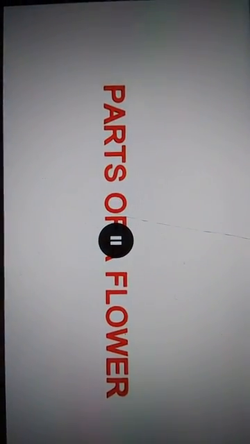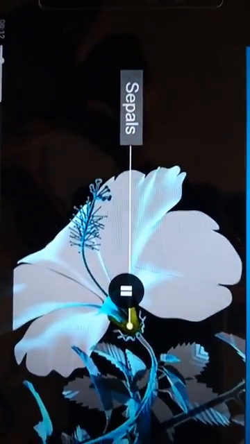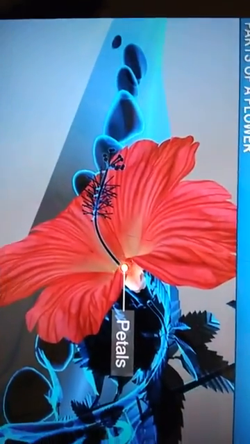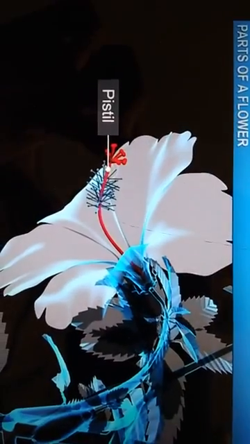will learn about the parts of a flower: sepals, petals, stamen, and pistil.